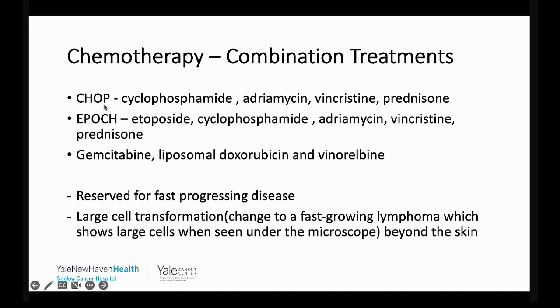These include CHOP and EPOCH, using a combination of drugs like cyclophosphamide, adriamycin, vincristine, and prednisone, and EPOCH also adds on etoposide. Previously, I mentioned single agent treatment with gemcitabine. Gemcitabine can be used in combination with liposomal doxorubicin and another chemotherapy drug called vinorelbine. This is also a pretty active regimen for more aggressive CTCL.